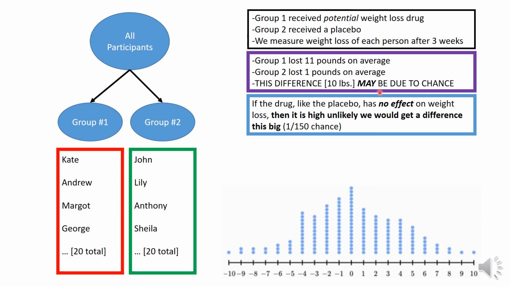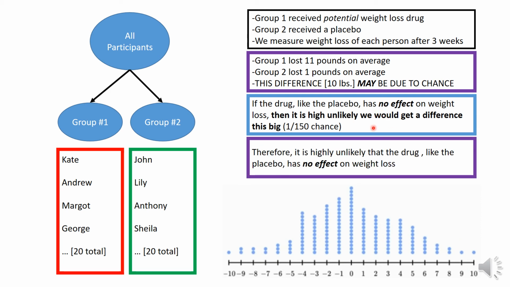We then go from this step to inferring that therefore it is highly unlikely that the drug, like the placebo, has no effect on weight loss. Because it is so unlikely that the one time we ran the experiment, we just happened to get that 1 out of 150 chance time where you get a difference this big, we therefore conclude that it was not due to chance. It was not due to chance, and what was really going on was that the drug actually did help the people in group 1 lose weight.